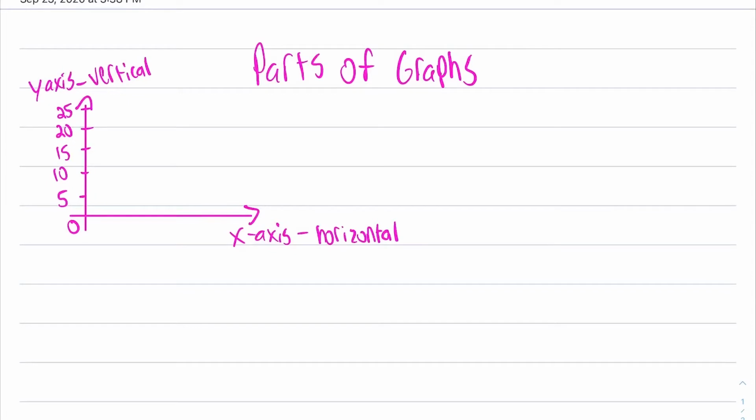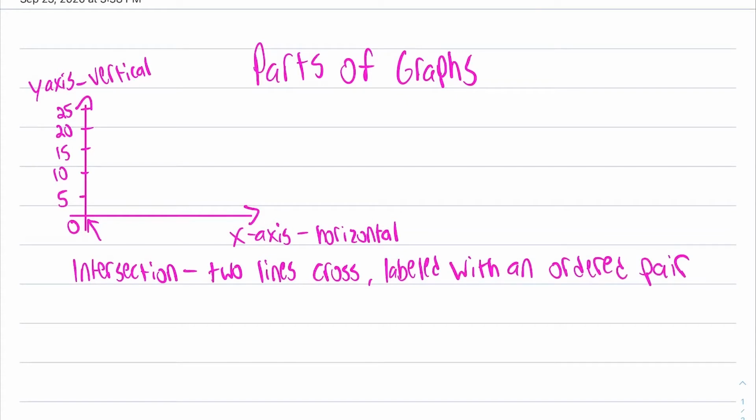You need to label the origin as 0. You don't have to put 0, 0, you just put 0 wherever the x and y axis intersect. Intersection is a keyword, and that means two lines cross. Since we labeled the intersections with an ordered pair, you could label the origin as 0, 0, but normally you just put 0 because it's going to be in common.